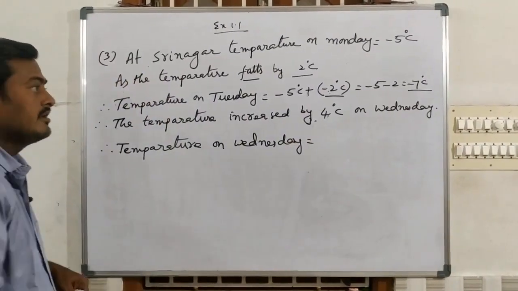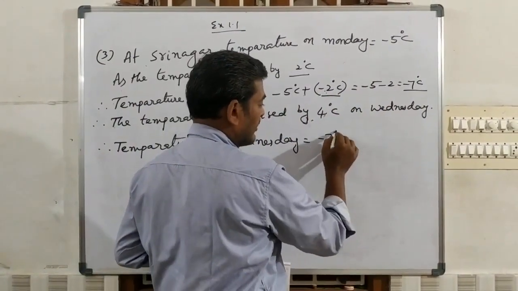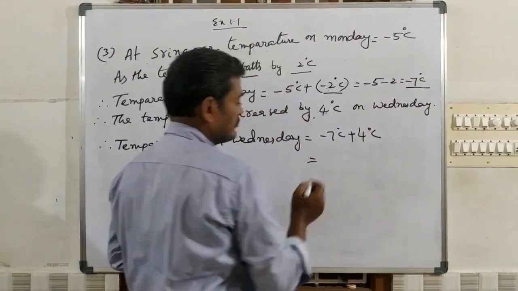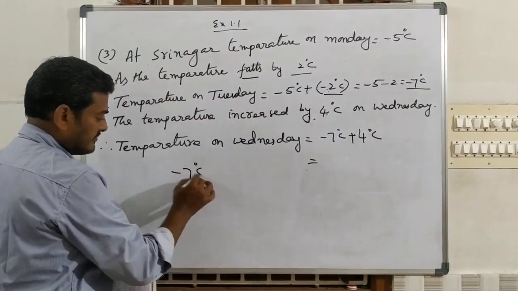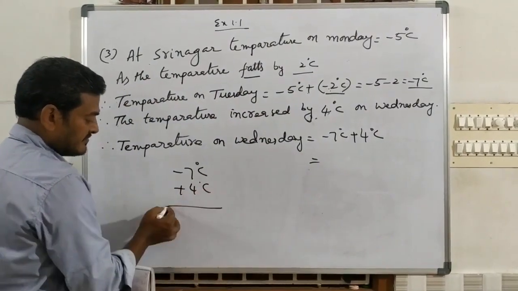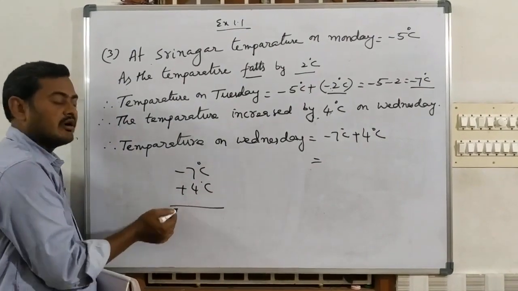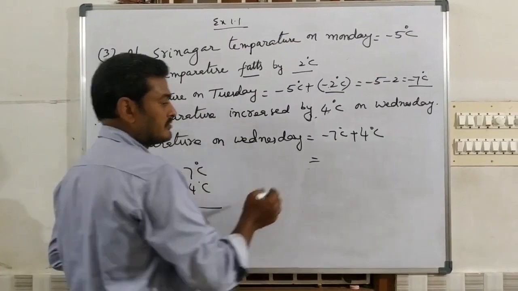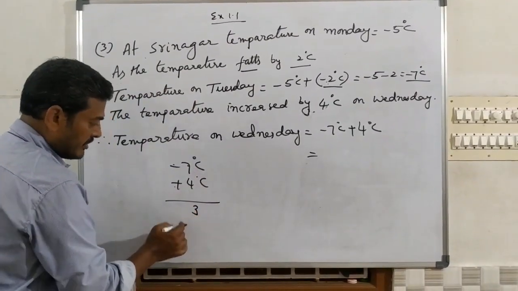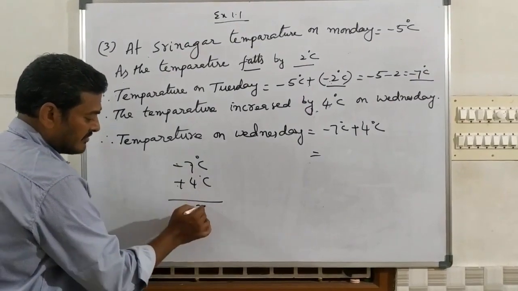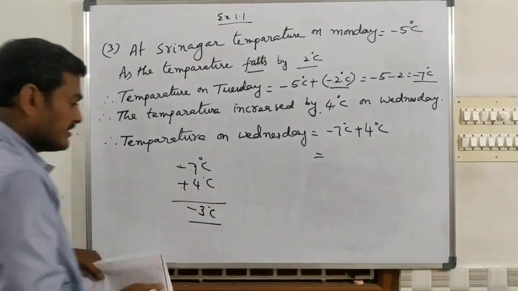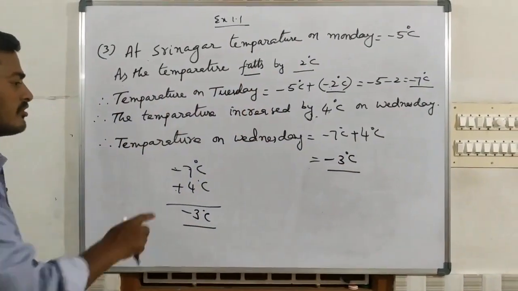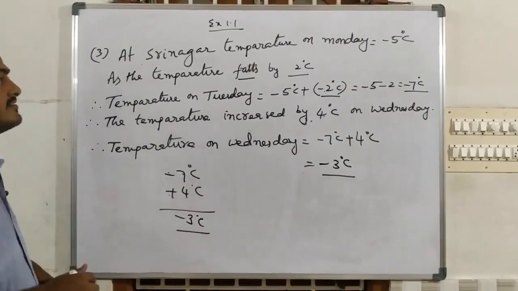Equal to, already Tuesday, what is the temperature? Minus 7 degree Celsius plus 4 degree Celsius. Different symbols means what we can do? Already we discussed: different symbols means we can subtract from the big number to the small number. So 7 minus 4 is 3, and the greater symbol is minus, so minus 3 degree Celsius. The temperature on Wednesday is minus 3 degree Celsius.